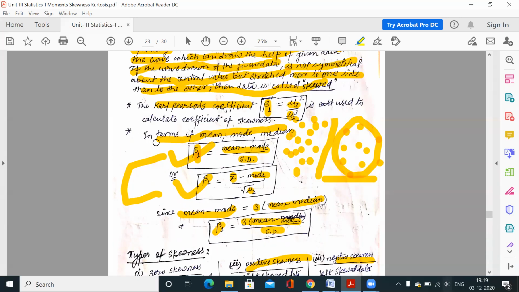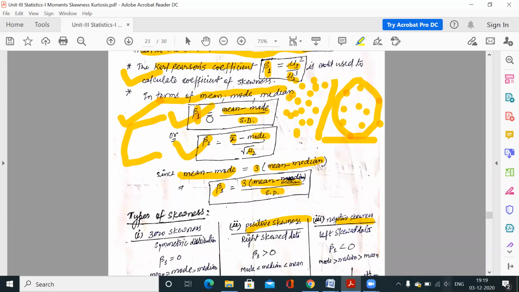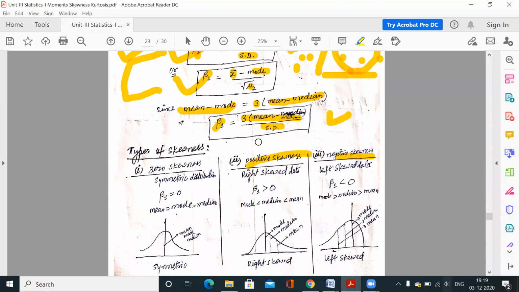So we have three formulas, one using the moments and the other two using the mean, mode, median. If you want to use mean and mode, use this formula. If you want to use mean and median, use this formula. So we have three kinds of formulas.